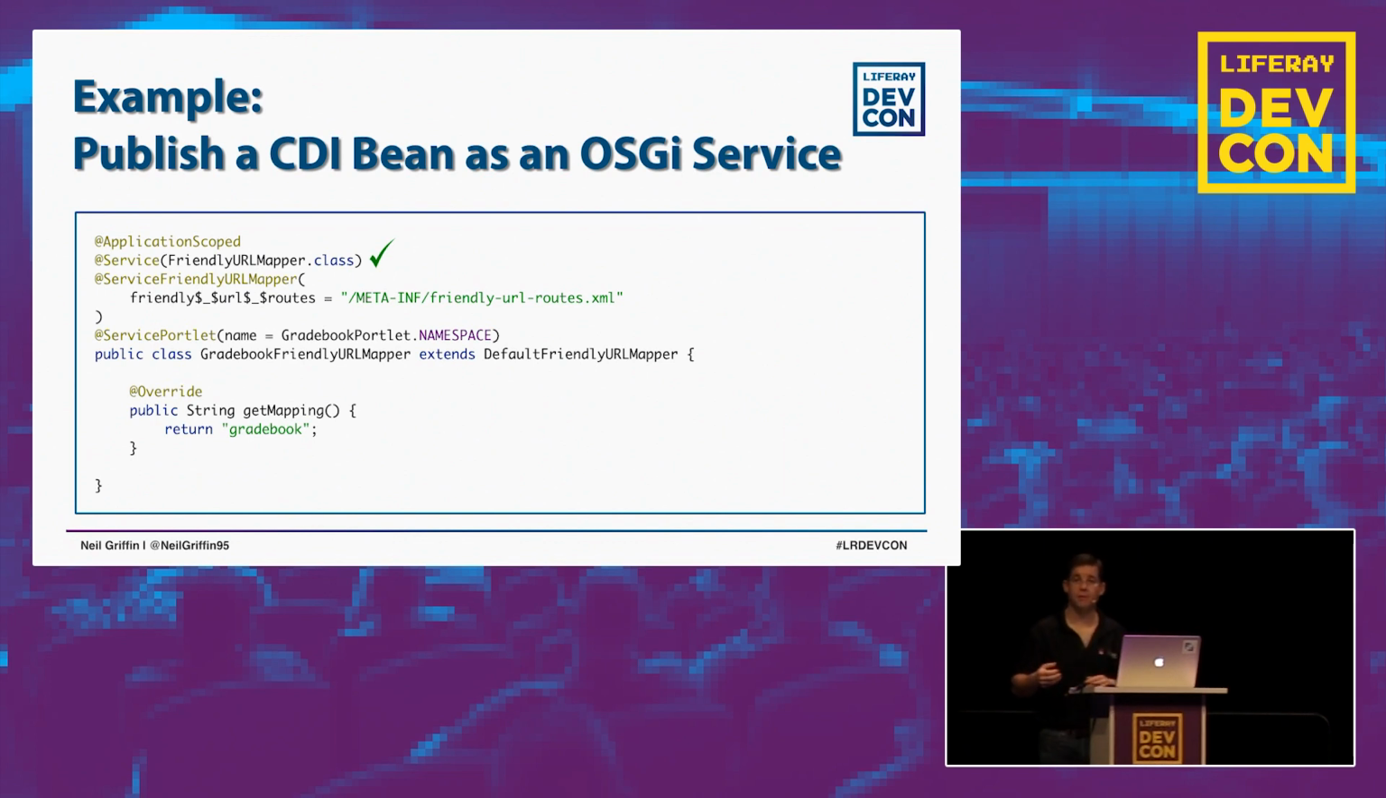The way we do this in declarative services is with the @Component annotation. And the @Component annotation has kind of a map, right, with name equal value string pairs about all the attributes that you want. So with CDI, it's a little bit more strongly typed. You need to have an annotation that has annotation attributes and so on. But it's basically the same idea. And so this is how you publish a CDI Bean as a friendly URL mapper. Okay, so it's very simple and straightforward.